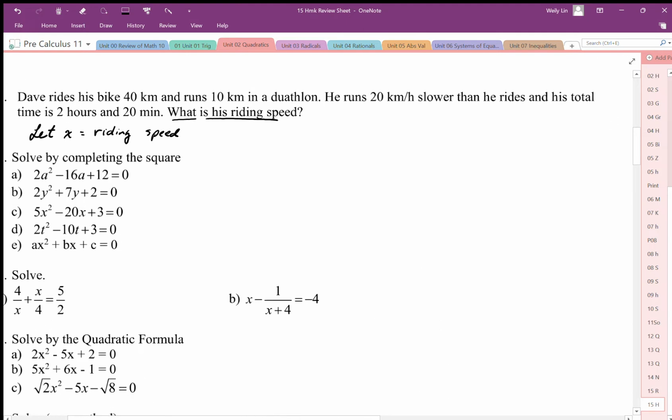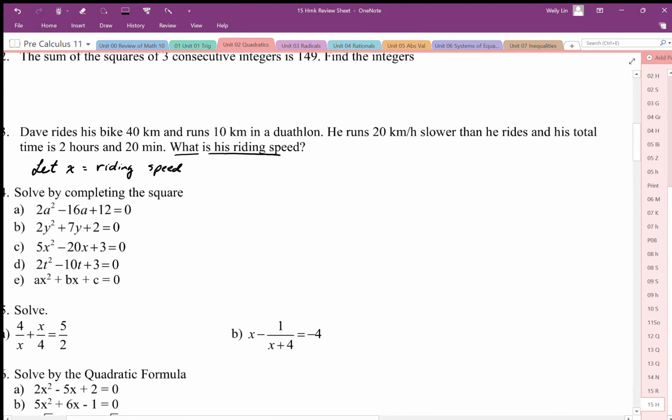Okay, so we need to use a property that the distance is equal to velocity times time. And then we need to come up with an expression for what we have here. So it says his total time is 2 hours and 20 minutes. So I need to come up with an equation for total time. But I also need to make sure that that total time is not in hours and minutes, but either all hours or all minutes. So total time, first of all, I'm going to convert that to hours.